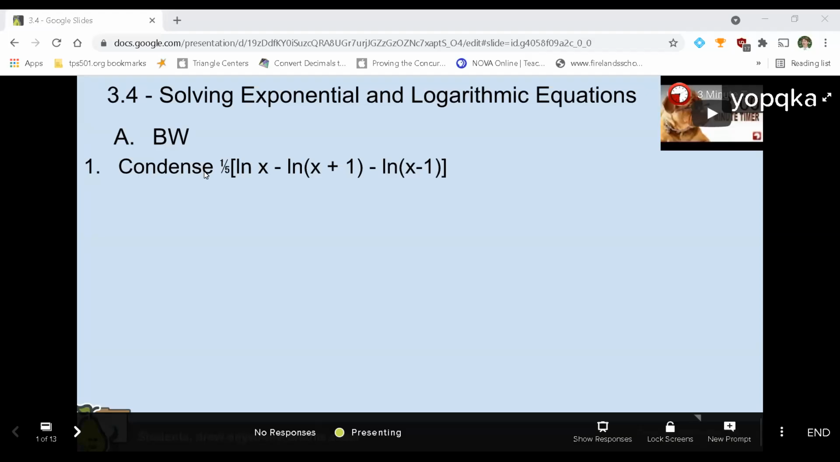You need to condense this into a single logarithm. I'll give you 3 minutes to try it, and then we'll go over it.